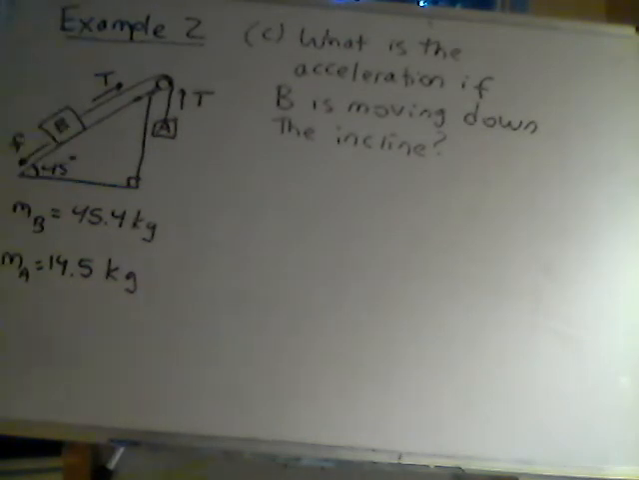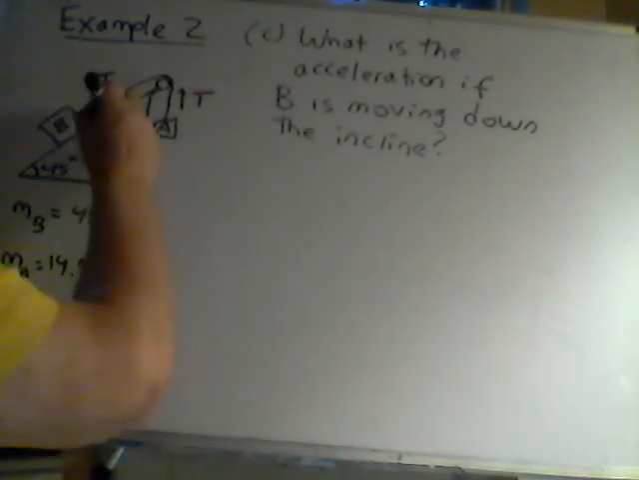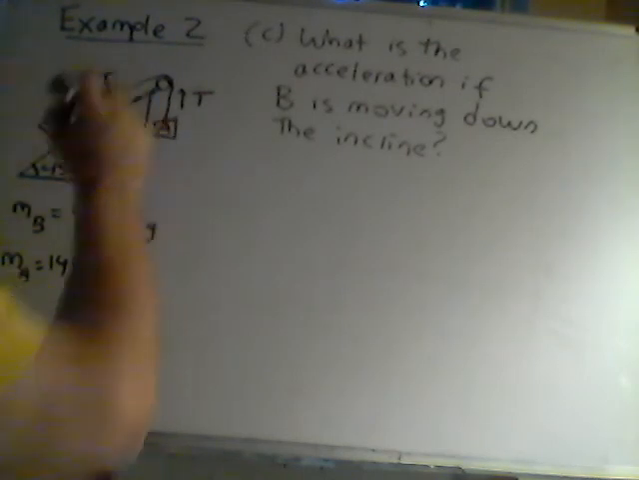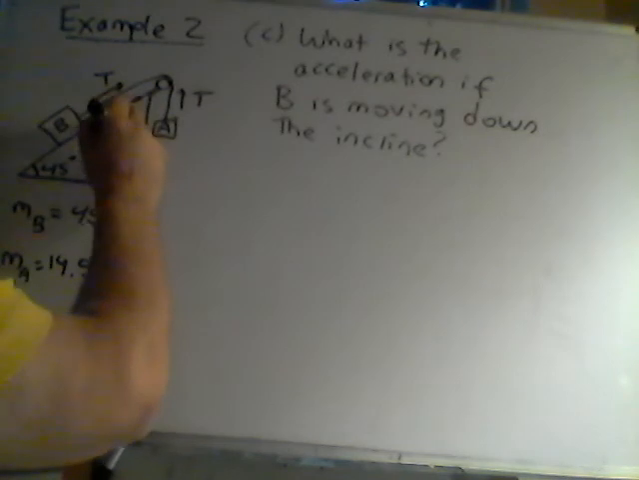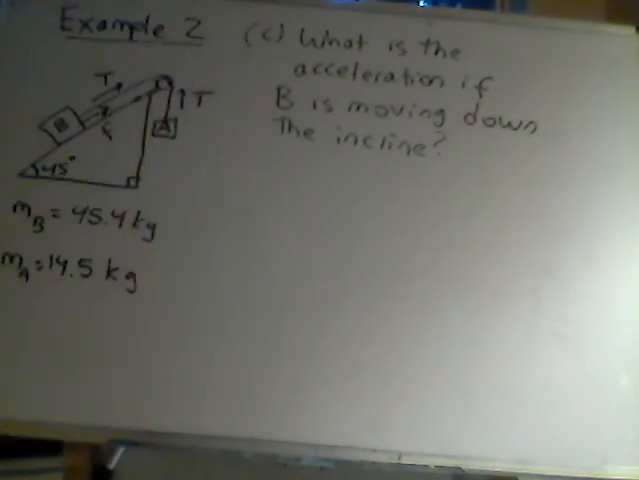Again, okay, so this block is moving down the incline. So that means that if it's moving down the incline, the friction always has to oppose the motion or the tendency of the motion. That means that the friction has got to be going up the incline. So the frictional force now has to change personality, and it's going to move up the incline now because it has to oppose the motion. And it's going to be kinetic friction.